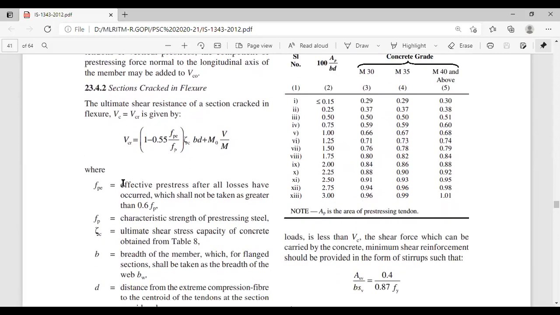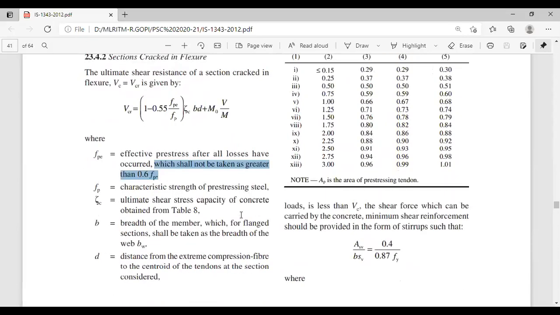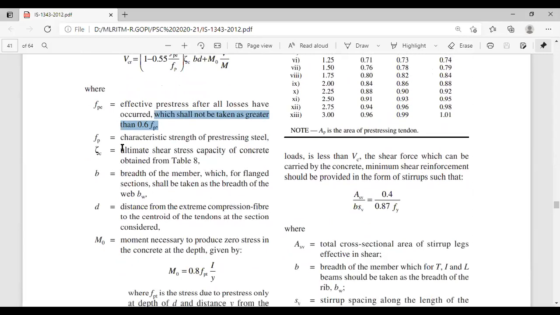What are these notations? fpe is equal to effective pre-stress after all losses have occurred, which shall not be taken as greater than 0.6 fp. Okay, it should not be greater than 0.6 fp. Next, fp is equal to characteristic strength of pre-stressing steel. Next, tau c is the ultimate shear stress capacity of concrete obtained from table 8.